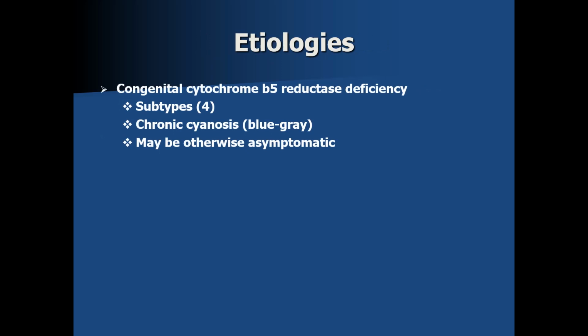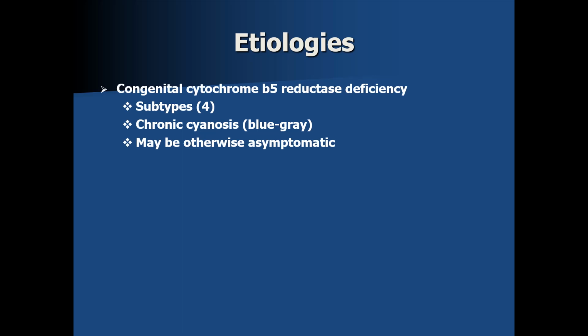Methemoglobinemia can be a congenital condition. This is congenital cytochrome B5 reductase deficiency, of which there are 4 subtypes. These people chronically have a cyanotic blue-gray color, otherwise they are likely to be asymptomatic.